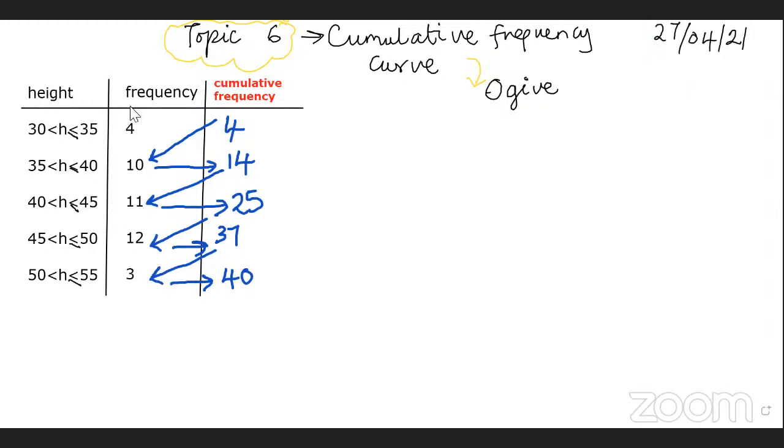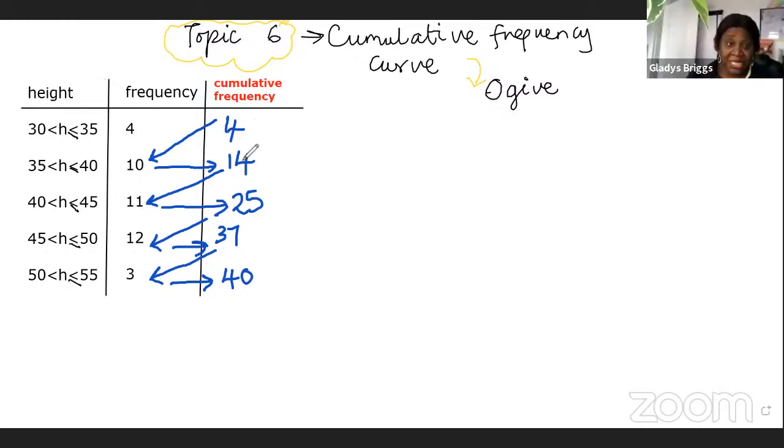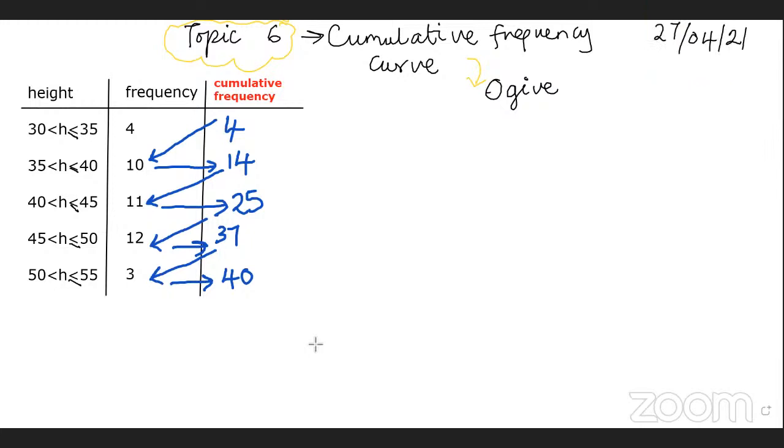Yeah? Good. And once you've written out your cumulative frequency column, the next thing you have to do now is to start to draw your cumulative frequency diagram. So again, like we do with everything else that we've been doing, you want to draw your x-axis and your y-axis.